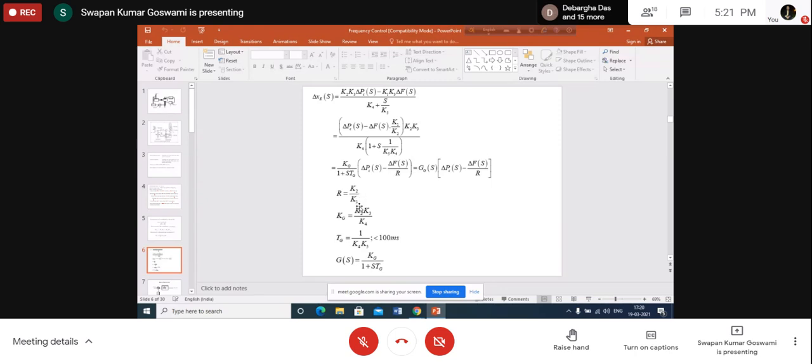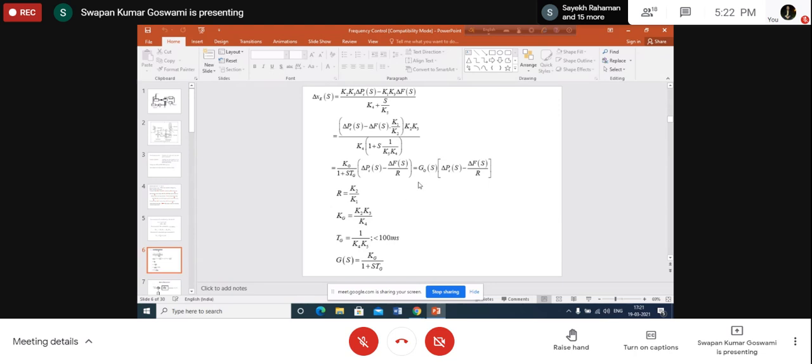R is K2 by K1, and it is the regulation of the speed governor. Kg is the governor gain represented by K2, K3 by K4, and Tg is the time constant of the speed governor. It is 1 by K4, K5. The order of the value of Tg is of the order of 100 millisecond. This is the order of Tg. And therefore we can write these things.